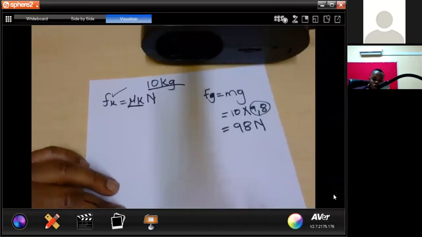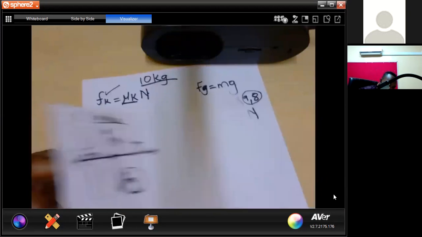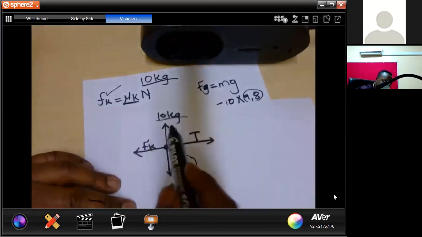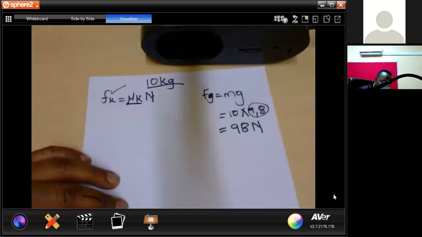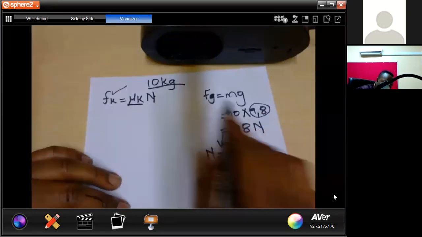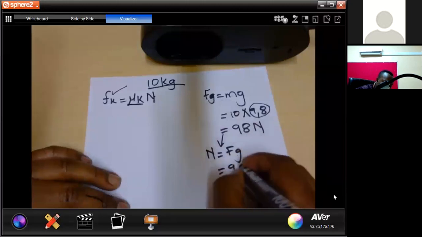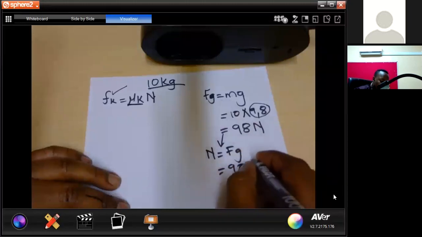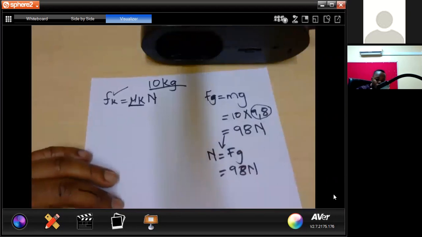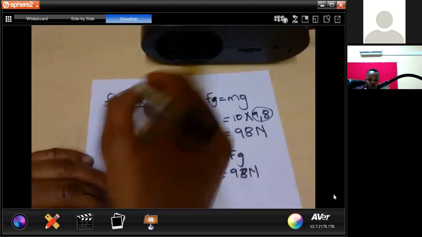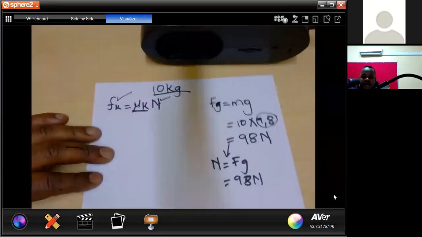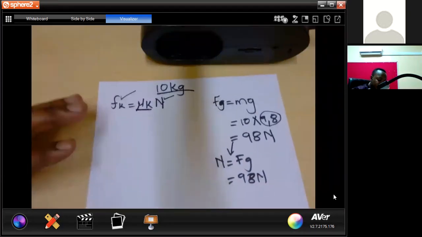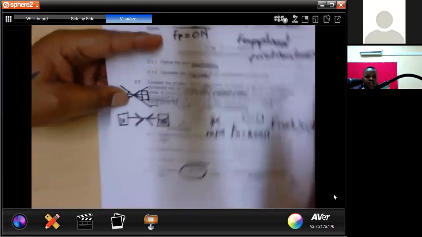Then because you know these two forces are equal but opposite in direction, then you can actually say the normal is equal to the force of gravity. In other words, the normal is then equal to 98 newtons. Then we say, oh, now we also know the value of the normal force altogether. Then we say, oh, what is the kinetic friction? Remember, it was given from the onset. They told us the kinetic friction is 150 on the 10 kilogram.